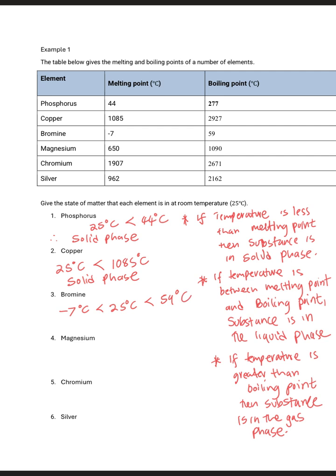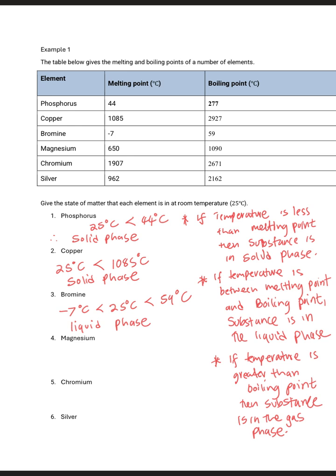Do you see that room temperature is between melting point and boiling point? So in this case, it means that bromine is in the liquid phase. Why? Because room temperature is between melting point and boiling point. This is according to the second point that I've shown, that if the temperature is between melting point and boiling point, the substance is in the liquid phase.